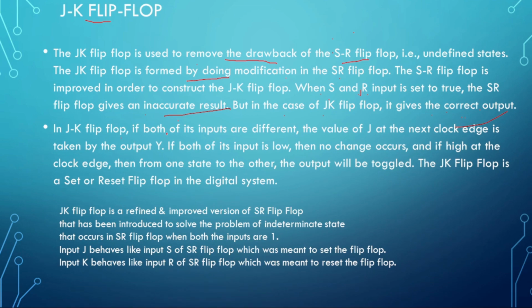In JK flip-flop, both of the inputs are different. The value of J at the next clock edge is taken out by the output. If both of the inputs are low, that is 0 is given for J and K inputs, there will be no change in the JK flip-flop, and if it is high at this clock edge, then from one state to the other, the output will be toggled.